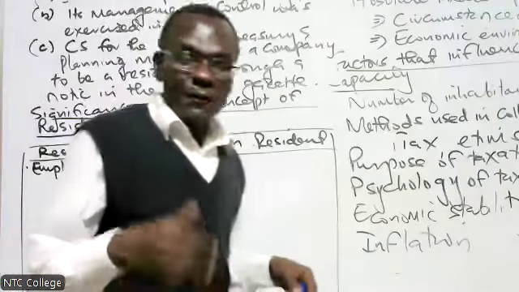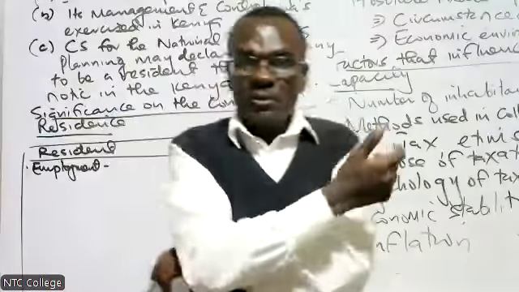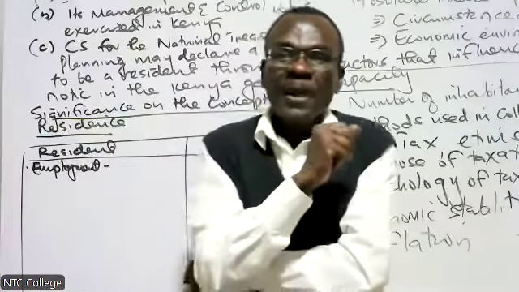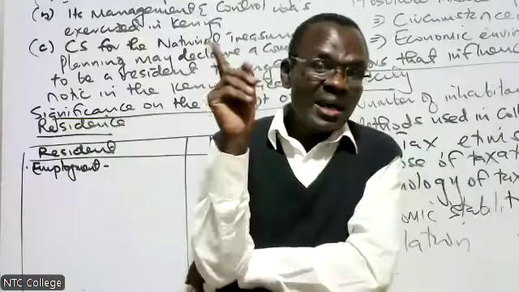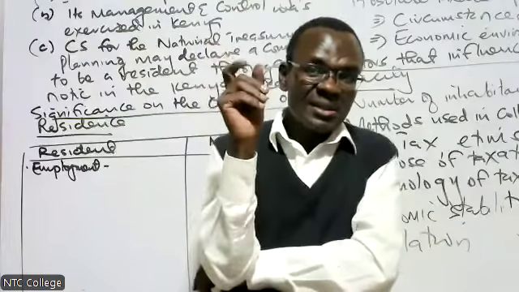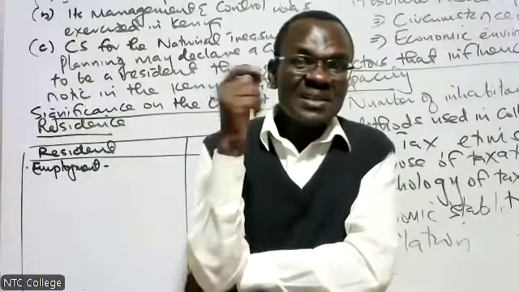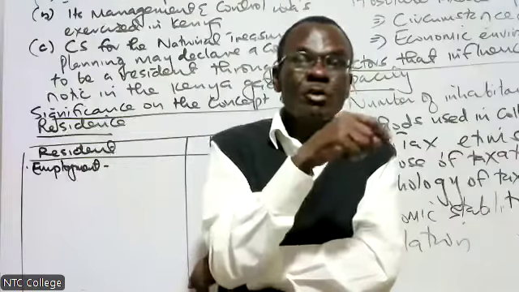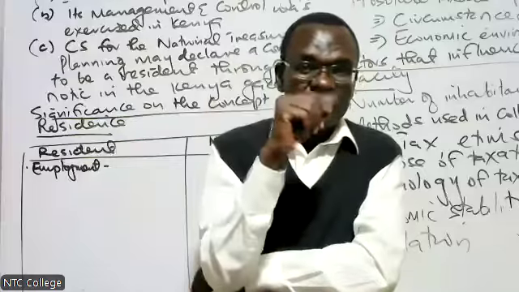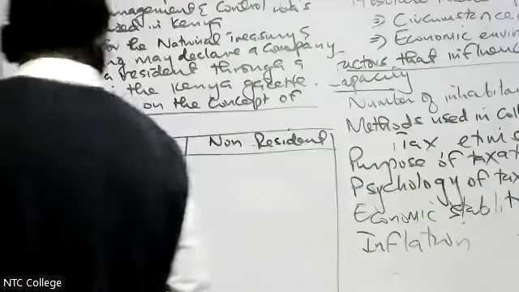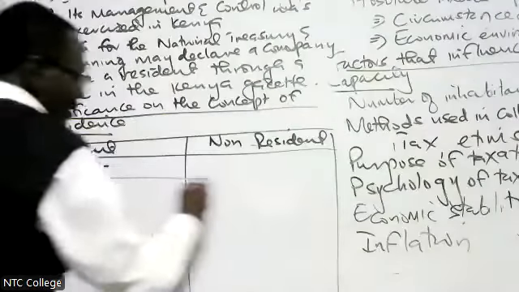However, if his house in Limuru was rented and he was collecting rent, it will be taxed in Kenya but at a higher rate because he's a non-resident. It will be taxed at 30%. But if he was a resident, he'd be paying 7.5% monthly. So that's one difference between a resident and non-resident.